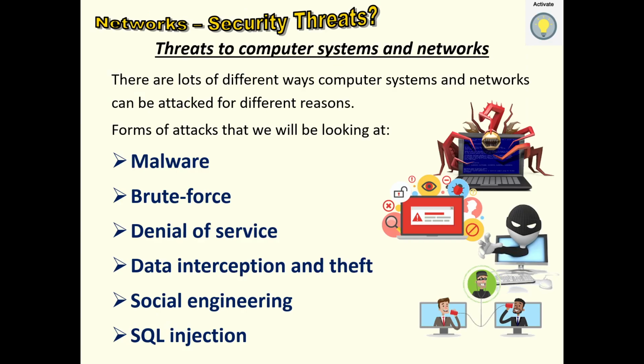Okay, so we are looking at threats to a network, things that can cause network problems. The main threats you can see on the screen there: malware, brute force, denial of service, data interception, social engineering, and SQL injection. Those are all the threats that you need to be aware of for paper 1 in the exam.